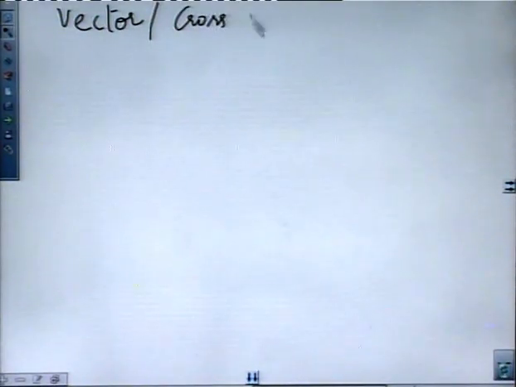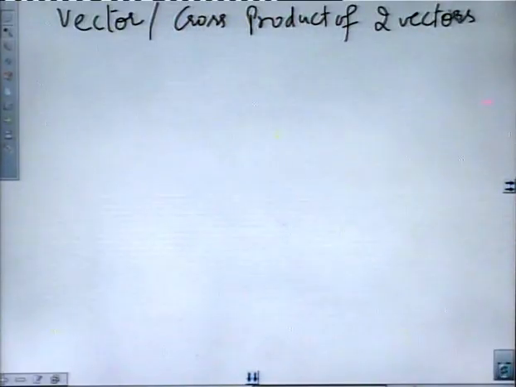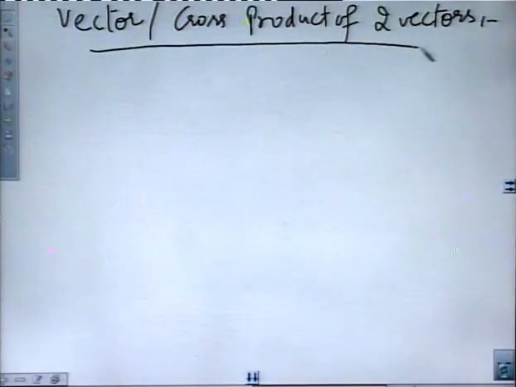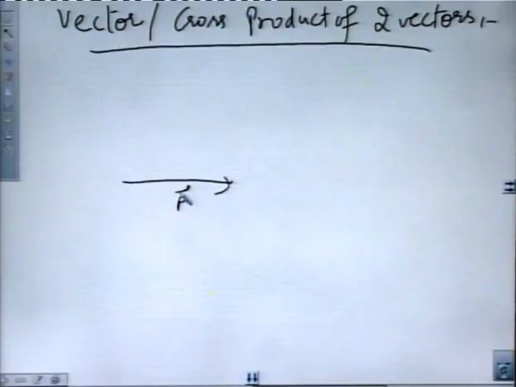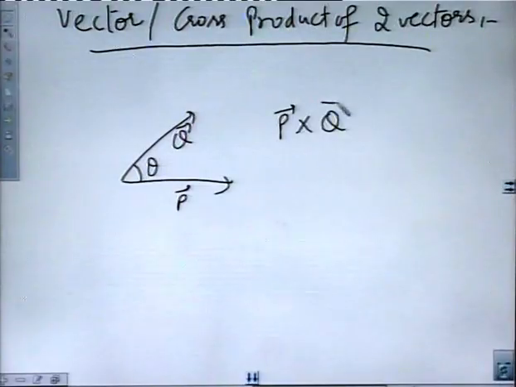Now we take the second product, which is called vector or cross product of two vectors. Again we have two vectors, this is p vector, this is q vector. Theta is the angle between these two vectors. If we take p vector cross q vector, we take the cross product of these vectors.